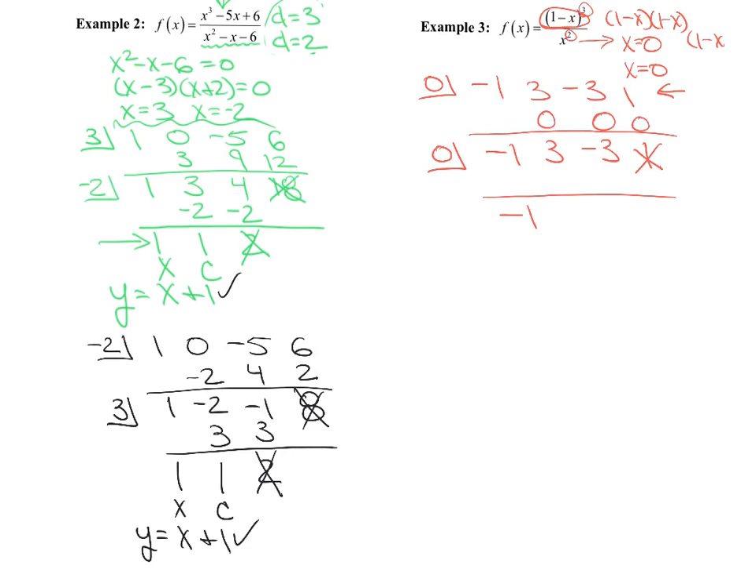Bring down the first number, multiply by the half box, add down, multiply by the half box, add straight down. Ignore that last number. This is our constant, this is our x term. So the meaning of that bottom row is y equals -x plus 3, which is the equation of the slant asymptote for that problem.